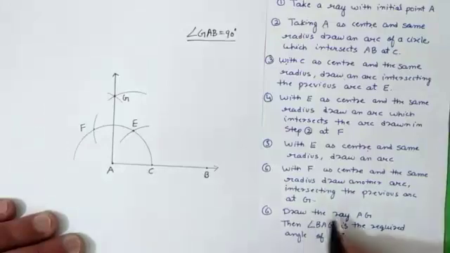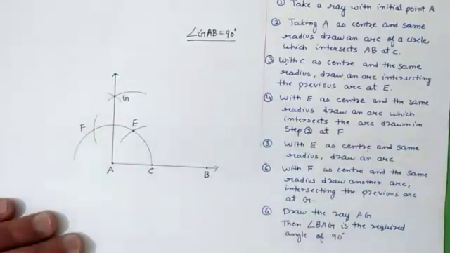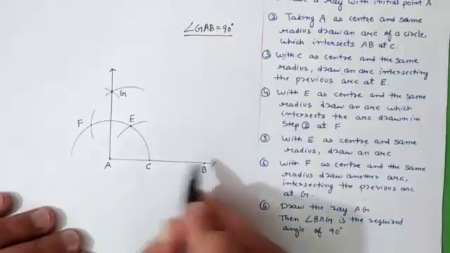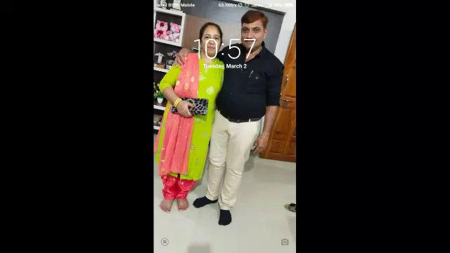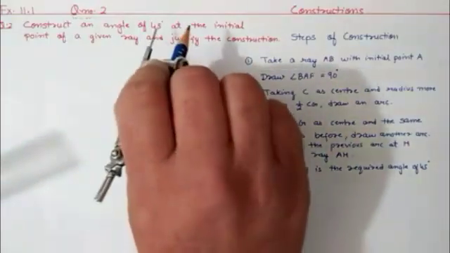Okay, draw the ray AG, then angle BAG is the required angle of 90 degrees. So up to here we have completed our question number 1. Now we are going to start question number 2 of exercise 11.1.